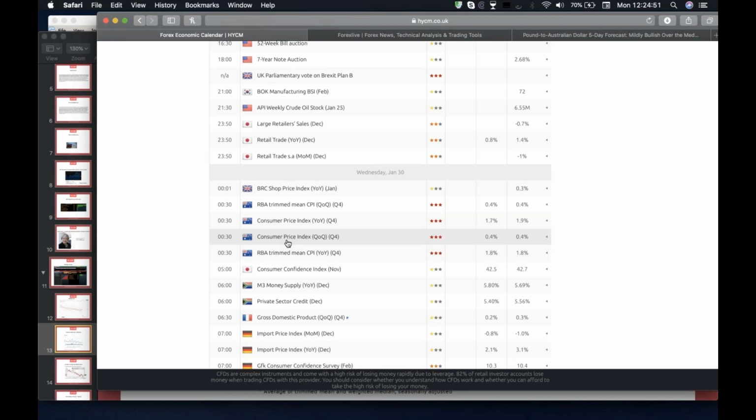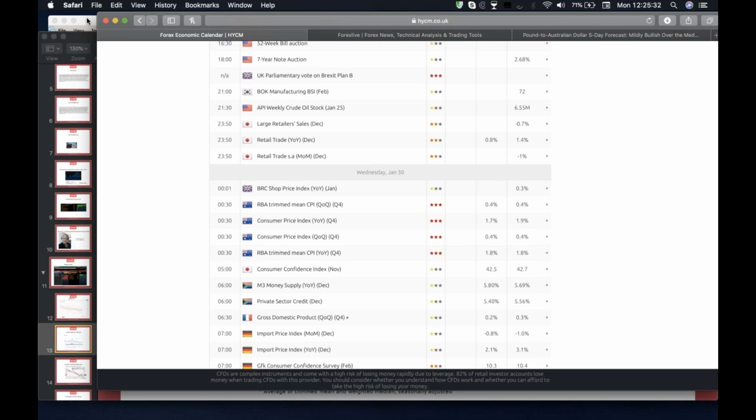Now, in the third quarter, both headline inflation and the mean consumer price index were 0.4%. Now, the year-on-year level is expected to drop to 1.7%. So there is a repeat of these numbers expected of 0.4% and 0.4%. Now, the general direction of the Australian economy has been tilting to the downside for a while.